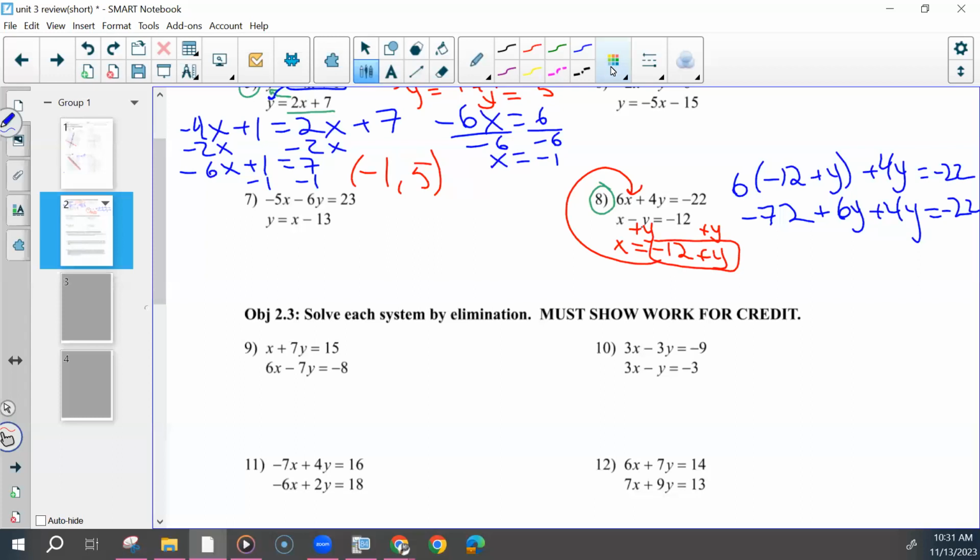Combine your y's together to get 10y. Get rid of 72 by adding it to the other side, and divide both sides by 10. The y value is what? 5.